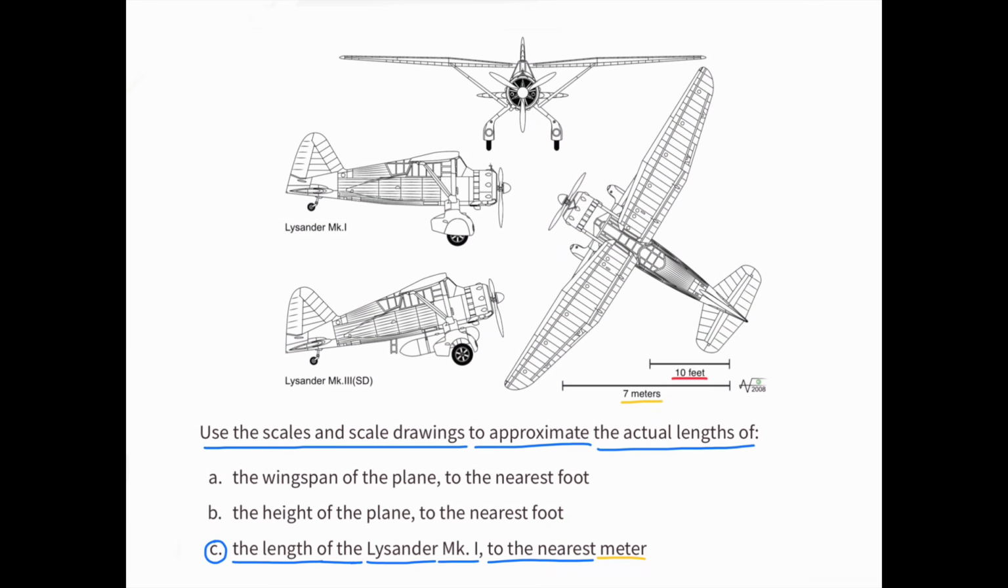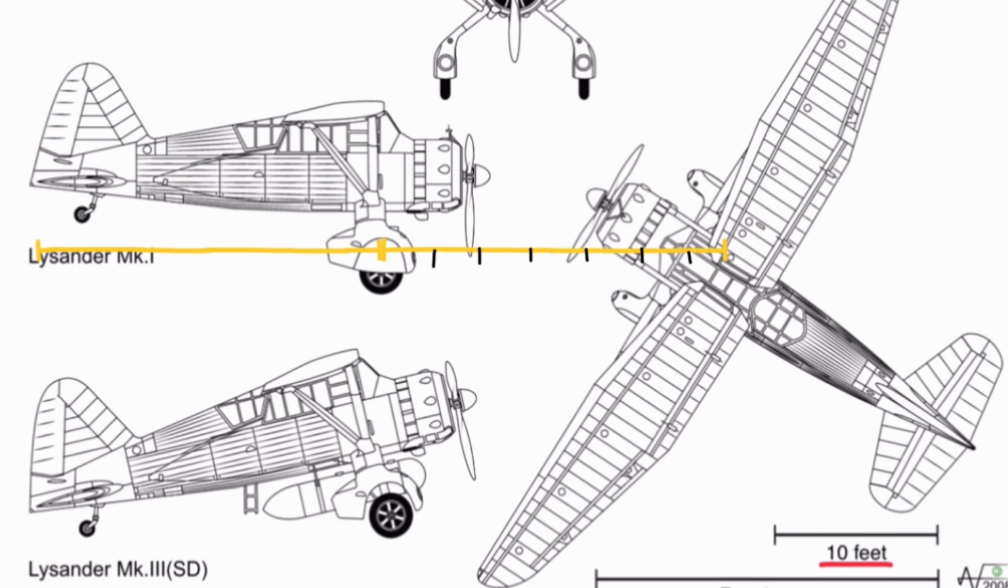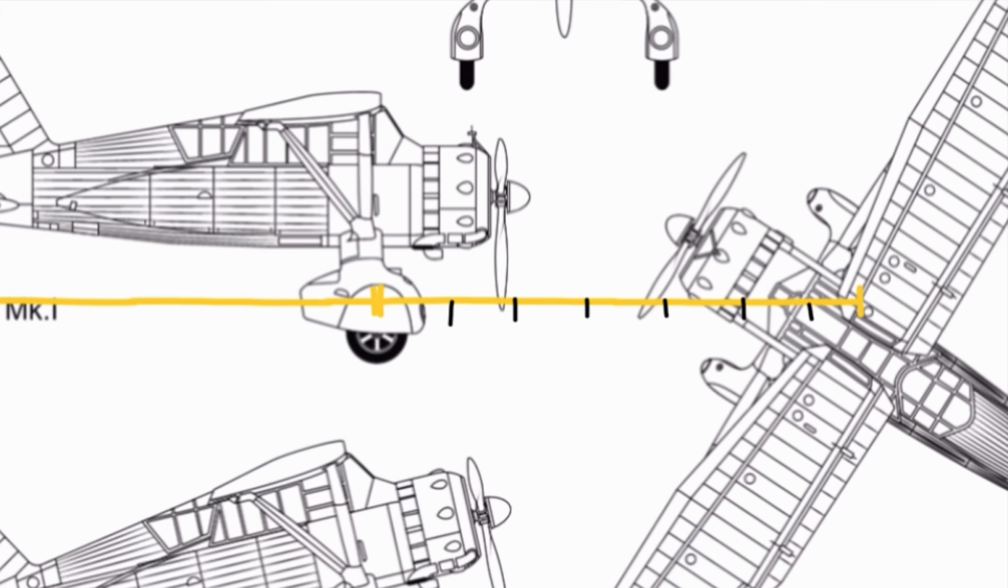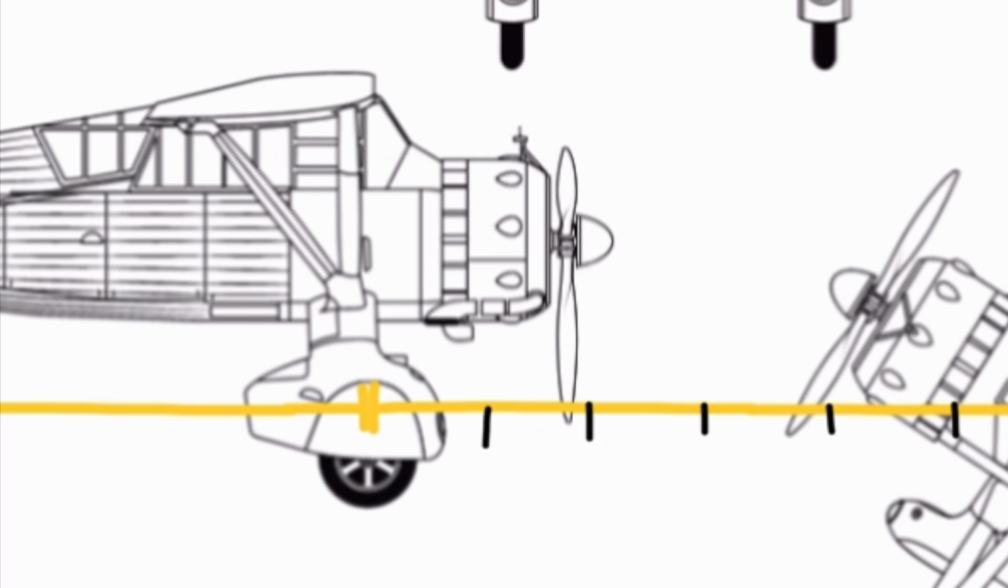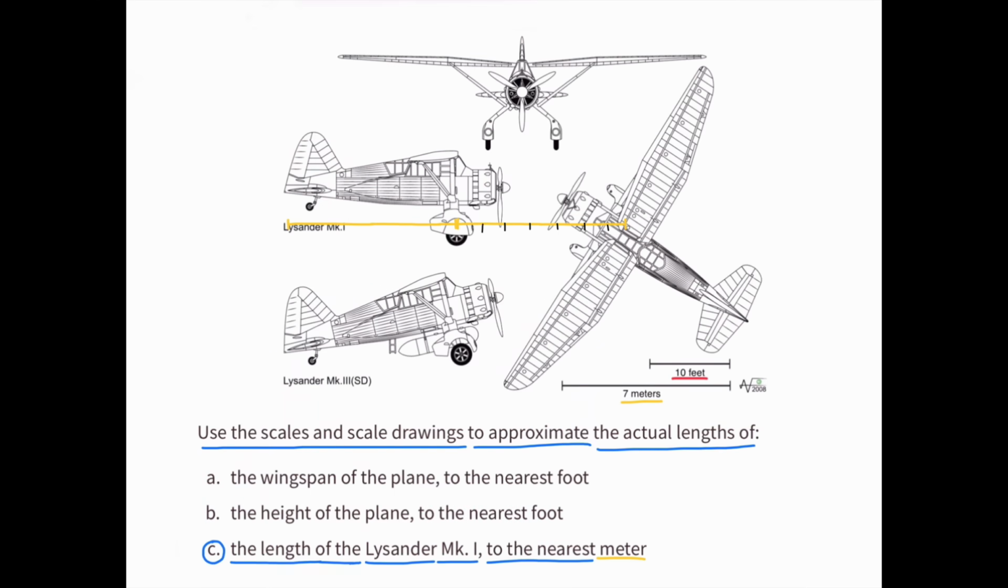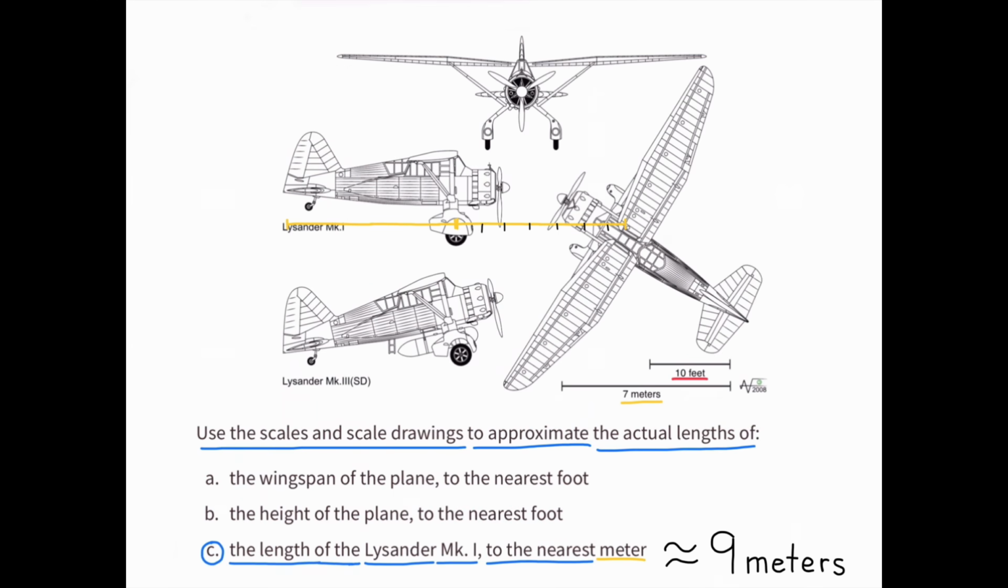C. Use the scales in the scale drawings to approximate the actual lengths of the length of the Lysander to the nearest meter. When I line the scales up against the scale drawing of the Lysander, I could fit more than one 7-meter scale. I broke the second scale up into 7 1-meter sections, and it looks like the rest of the plane takes up approximately 2 more meters. 7 meters plus 2 meters equals 9 meters, so the length of the Lysander is approximately 9 meters.